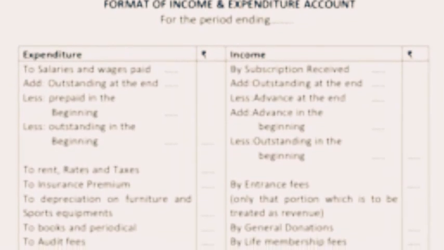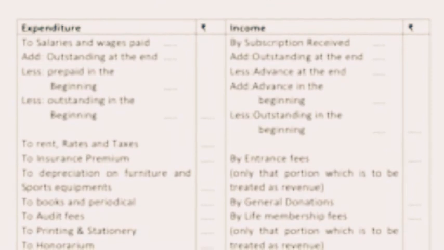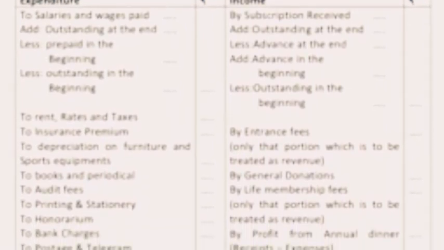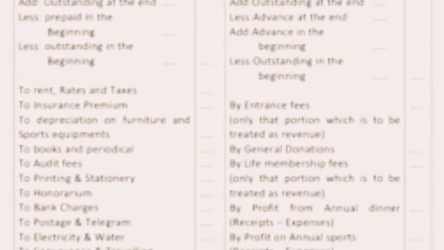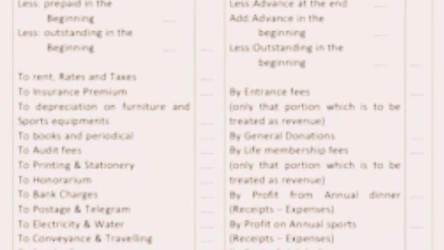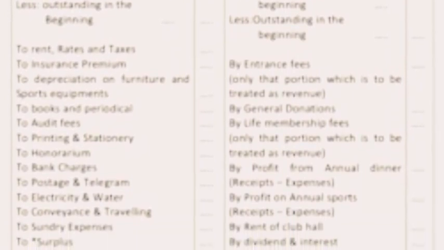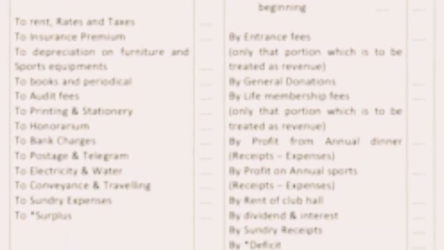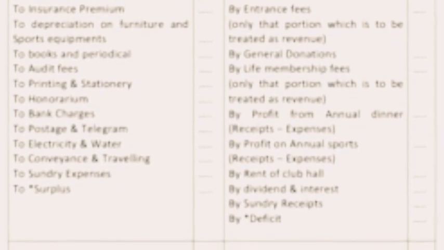So here we can follow the format of the income and expenditure account. The debit side of the ledger account is treated as expenditure and the credit side of the ledger account is treated as income. On the expenditure side, all the revenue expenditures are recorded, and on the income side, all the revenue incomes are recorded. If there are any adjustments for the revenue expenses and revenue incomes, they are also adjusted in the same format for preparing the income and expenditure account.